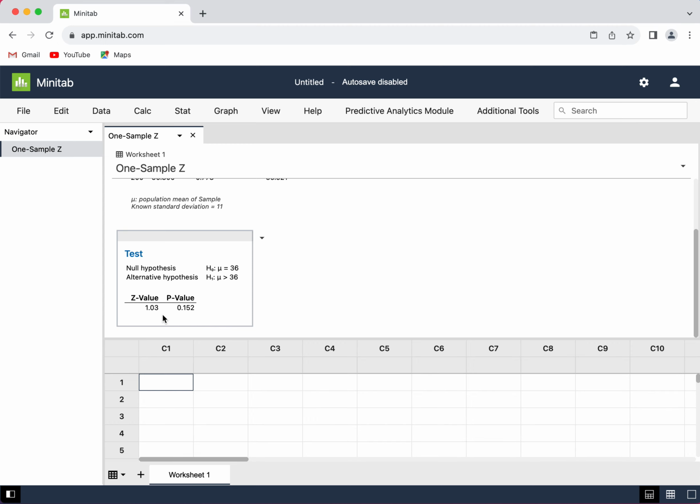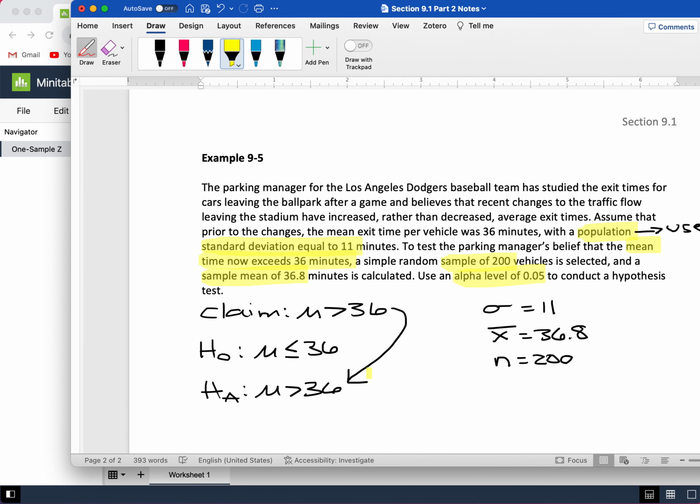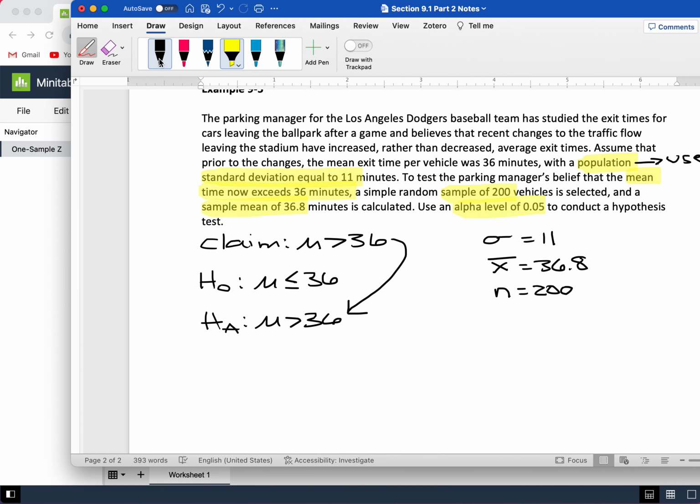Z-value and p-value. Some problems will ask you for a z-value, or if you're doing one sample t, it'll be a t-value. You might have to put that into MyLab. The p-value is what you need in order to determine whether you reject or fail to reject the null hypothesis. So 0.152 is my p-value. So I'm going to write that down here.